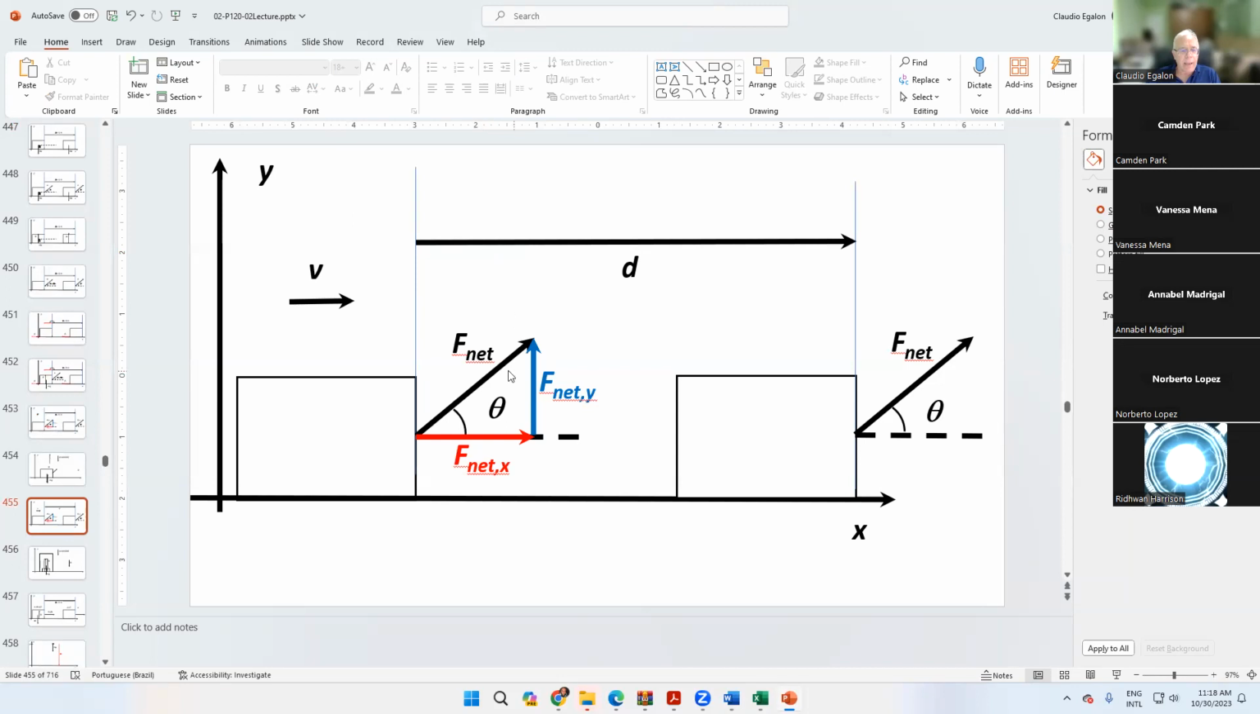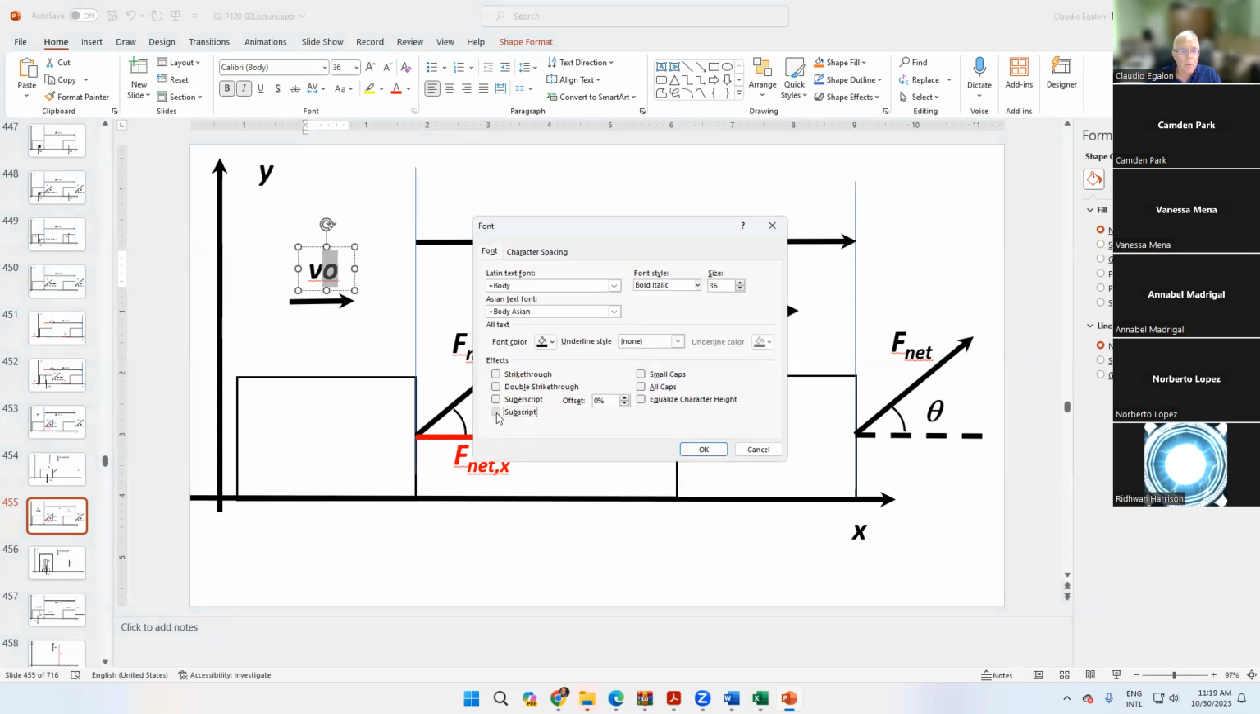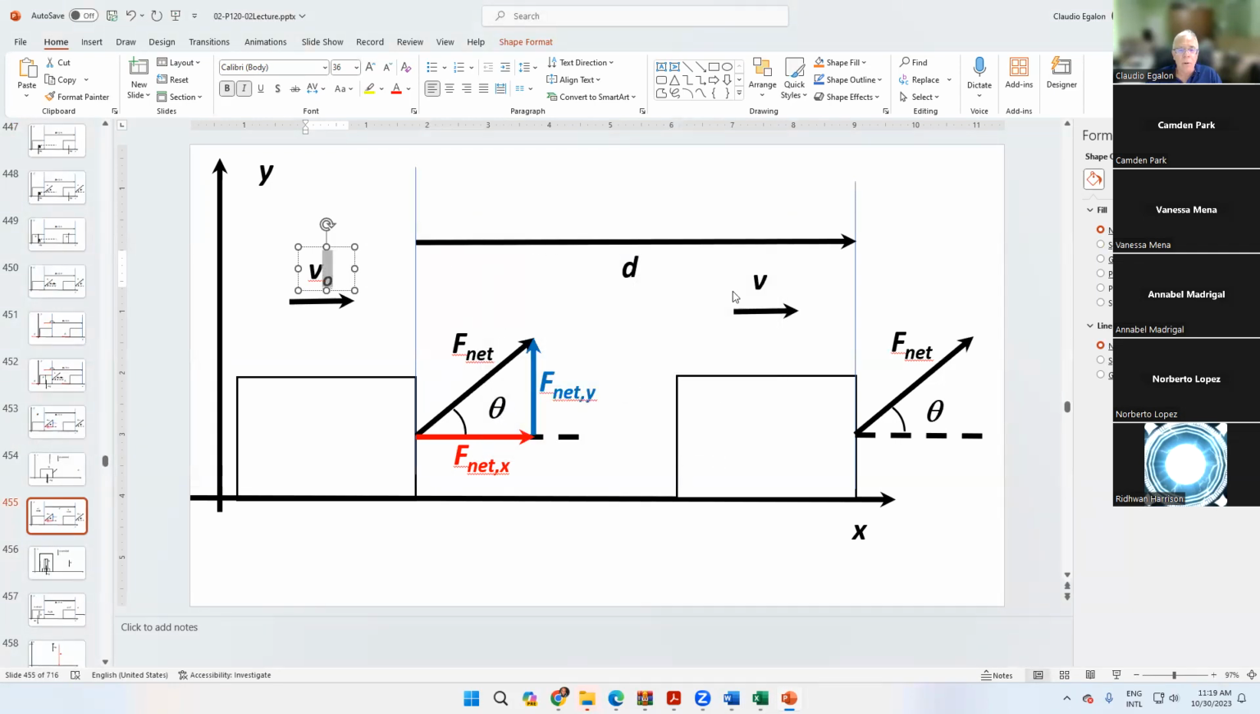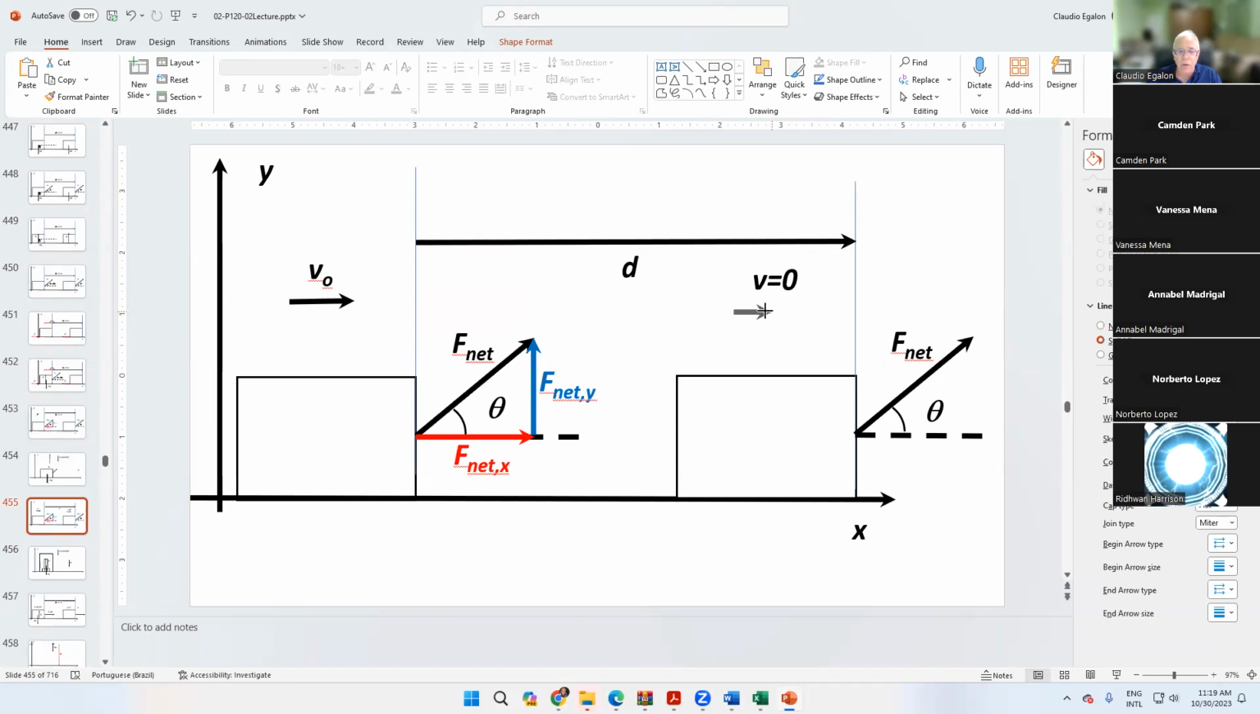Okay, and we do not have those forces. We have another force, and that's the initial velocity of the car. And that's going to be the final velocity of the car. I'm going to put a V naught here. The final velocity is equal to 0. And instead of having this arrow, I'm going to shorten it like that, right?